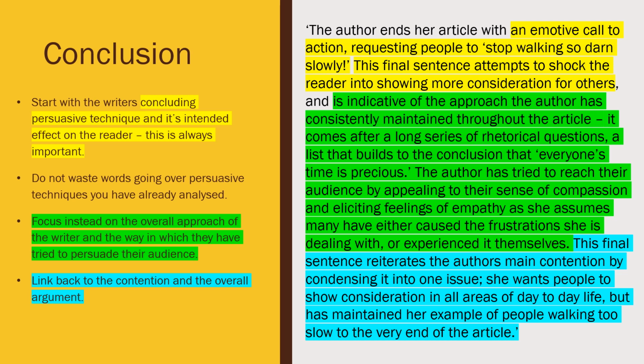By condensing it into one issue, she wants people to show consideration in all areas of day-to-day life, but she's maintained her example of people walking too slowly to the very end of the article. So that would be how I would finish my analysis. And as you can see, it's pretty concise. I don't have much else in my conclusion.